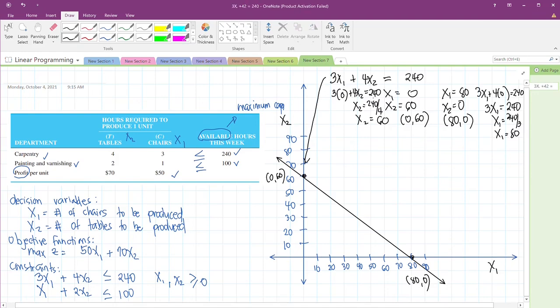Okay? But that is a line, which is an equality, right? All the points lying on this line will make this equation true. But that is not what we need. What we need is 3x1 plus 4x2 less than or equal to 240. The test here is not always, ma'am, if below, less than or equal to, and if above, greater than or equal to. It's not like that. You always have to check.